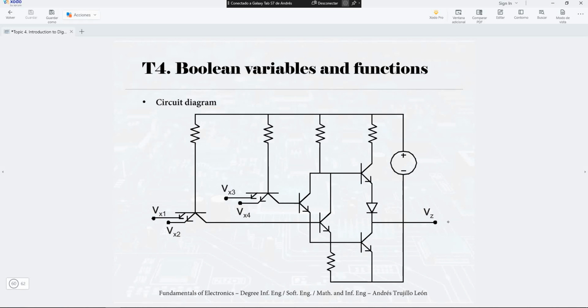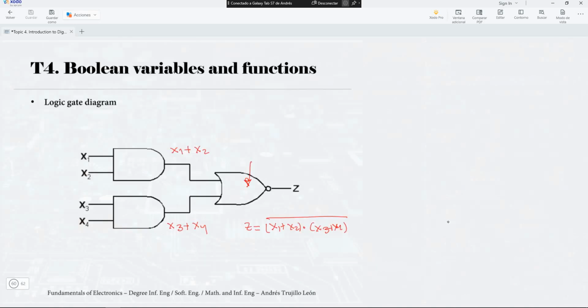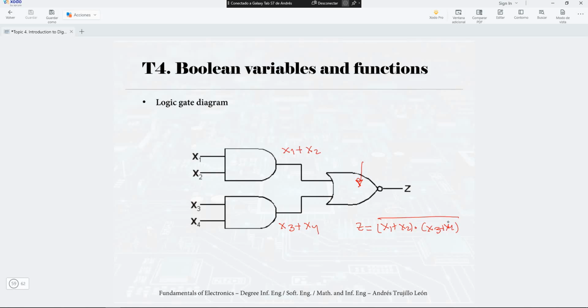We can have the circuit diagram. This is the circuit diagram that implements the previous function. But we are not going to use this technology, so forget it. We are going to use just NMOS and CMOS.